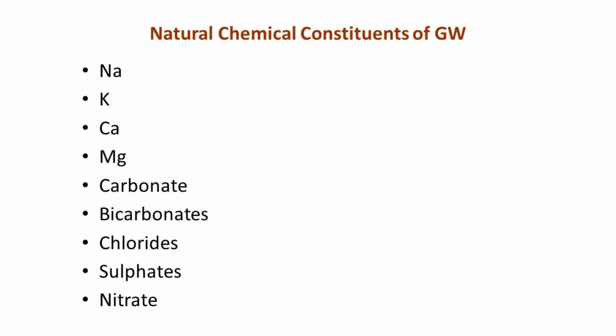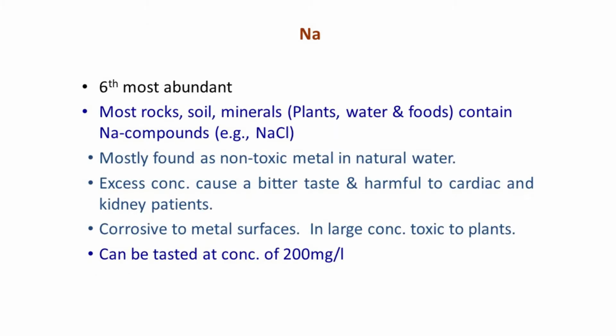Now we'll talk about the various natural chemical constituents of groundwater. There are various chemical constituents which are naturally present in groundwater. These are sodium, potassium, calcium, magnesium, carbonate, bicarbonate, chlorides, sulphates and nitrates. Now we'll try to see them one by one, how they are present in the groundwater naturally. The first one is sodium. This is the sixth most abundant element which is present in groundwater.